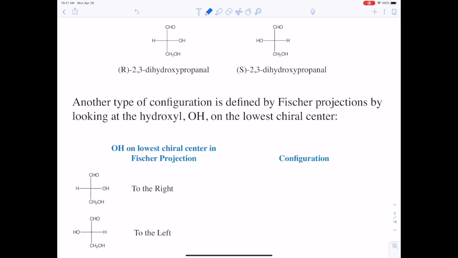There's another type of configuration that can be indicated by the Fischer projection. And that is, you look at the chiral center at the lowest part in the Fischer projection. Here we'll only have one chiral center, but if you had 2, 3, or 4, you would look at the bottom, the lowest, and you notice whether the OH is to the right or to the left on that carbon. So what are these designations? If it's to the right, we call it a D form. If it's to the left, it's an L form.